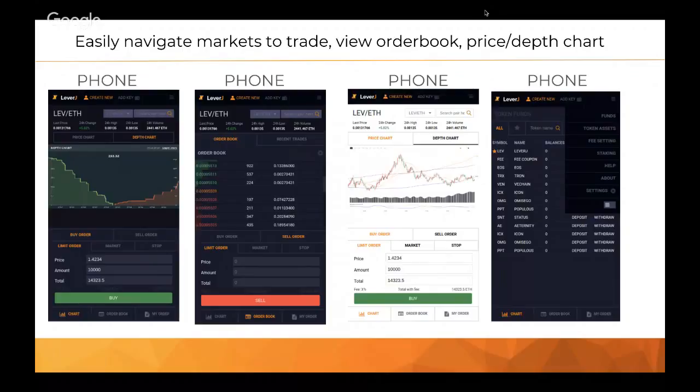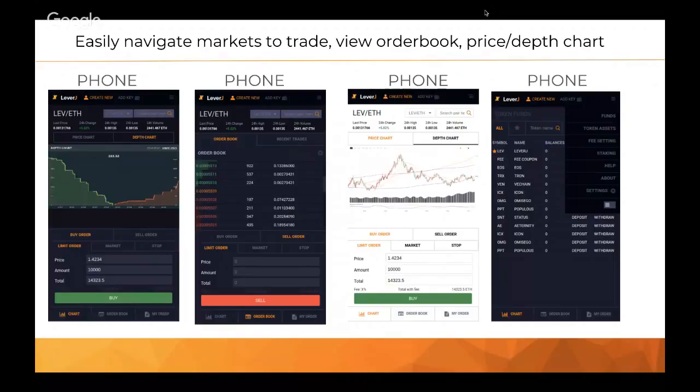Now the middle content, of course, changes, right? So within the chart view, you have a couple of charts available, the price chart and the depth chart. And then in the order book view, you would obviously be able to see the depth of the order book, but at the same time, you can also see the recent trades, both of which are important indicators for traders.